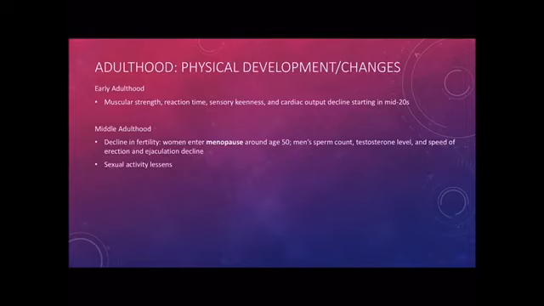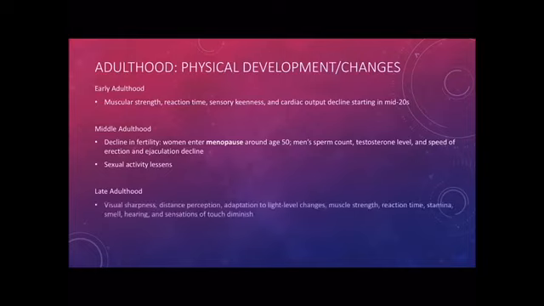And men can technically have children all the way up till the day they die. However, in middle adulthood, their sperm count, testosterone level, and speed of erection and ejaculation decline. So it's still possible for a man to have children this late, but it becomes less and less likely because of this decline in fertility for both men and women. But for women, it's a little more definitive. They stop being able to reproduce altogether. And then, like I said, sexual activity is going to lessen in this period too.